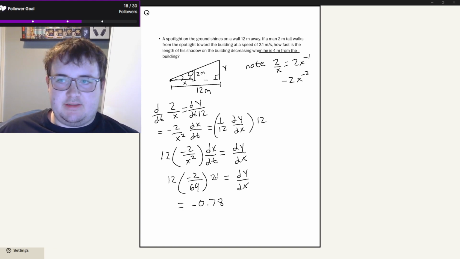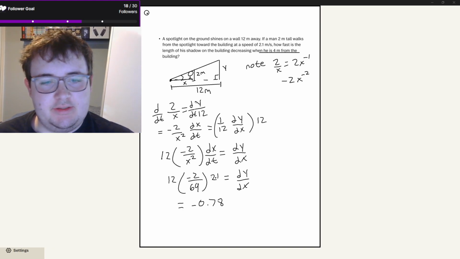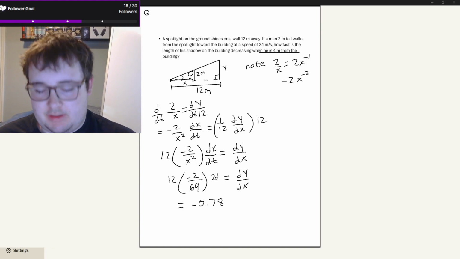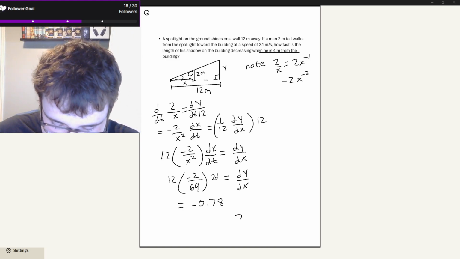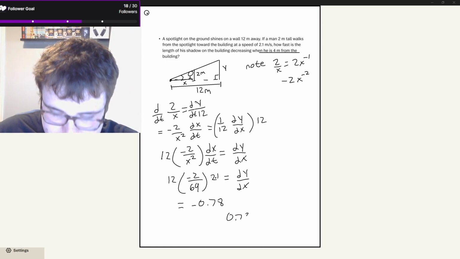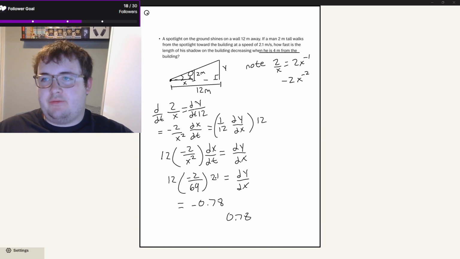But we're asked how fast it is decreasing, so that means this is a positive number. So his shadow is decreasing at 0.78 meters per second.